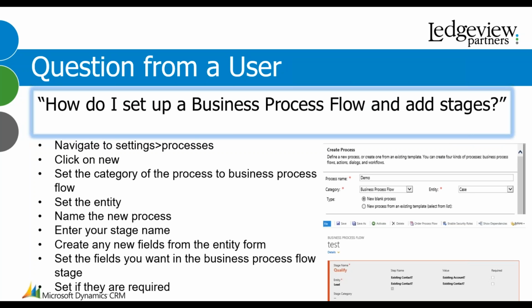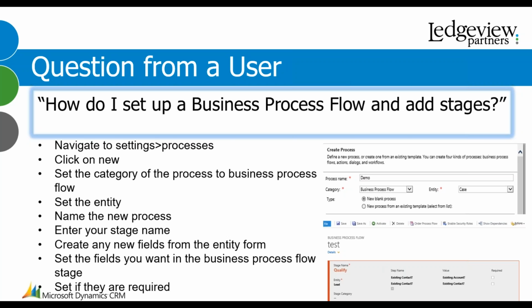First, I'm going to tell you where you need to go, and then I'm going to jump into CRM and show you how to do this. You want to navigate to Settings from the main drop-down menu, and then Processes. You're going to click on New, and it's going to bring up this form on the right.